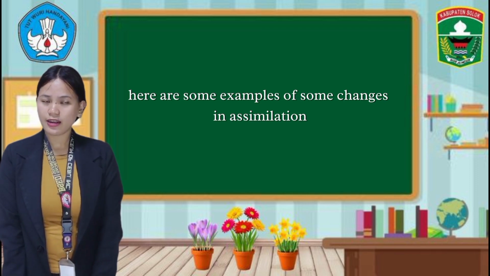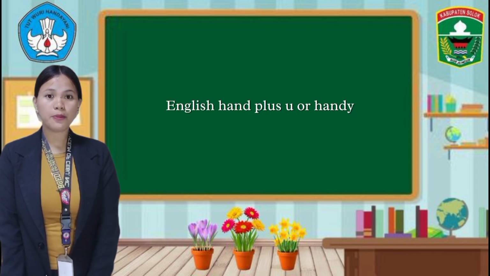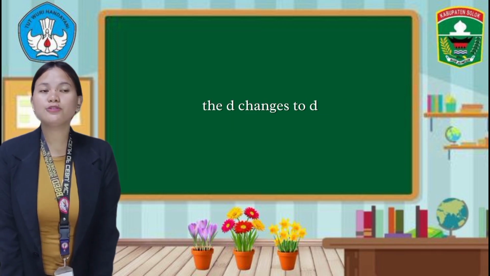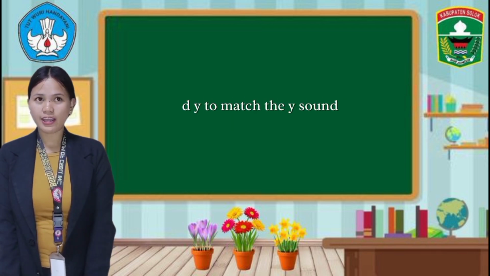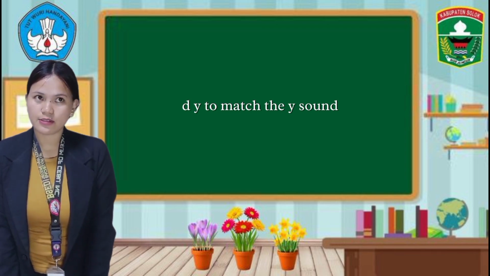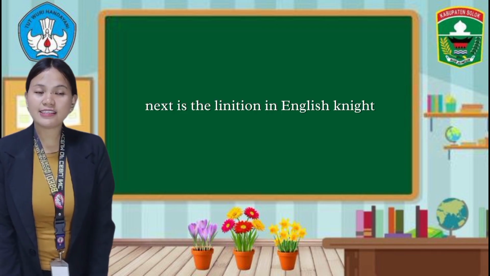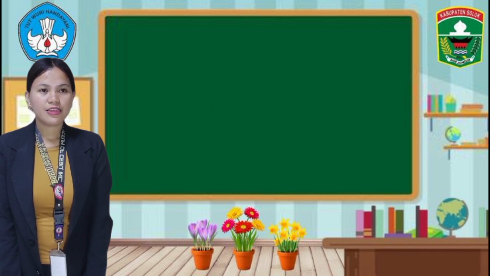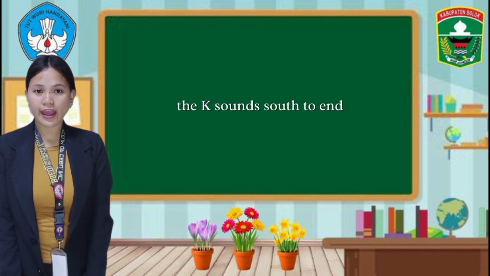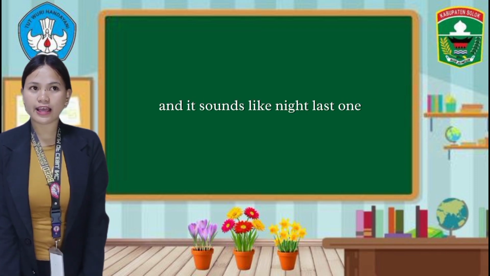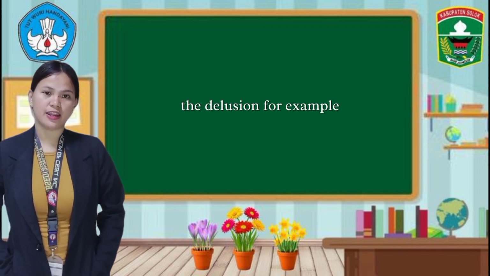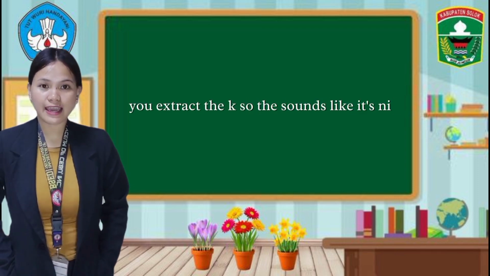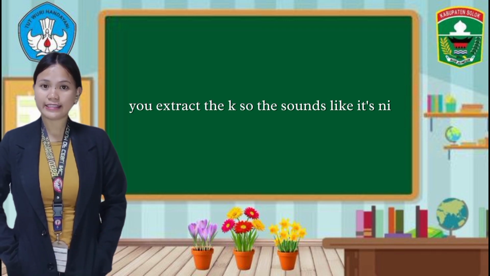Here are some examples of sound changes. In assimilation, English hand plus you becomes handy. The D changes to dy to match the Y sound. Next is deletion. In English, night. The K sounds soft and it sounds like night. The last one, the deletion. For example, knee. You extract the K so it sounds like knee.